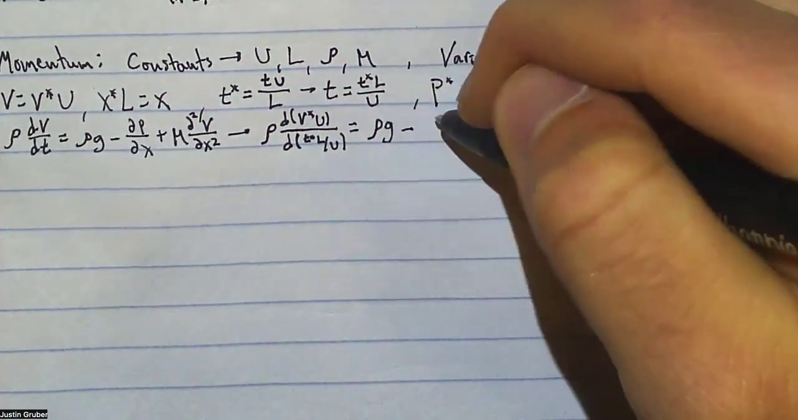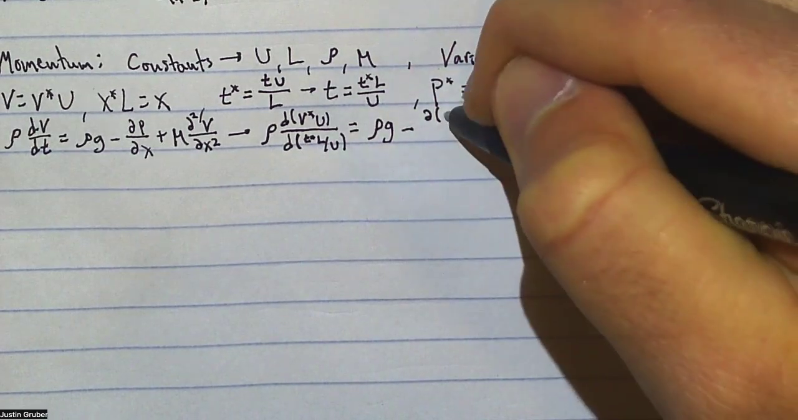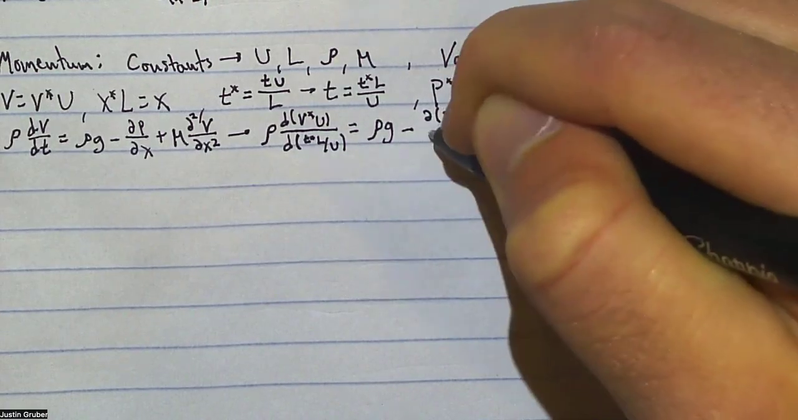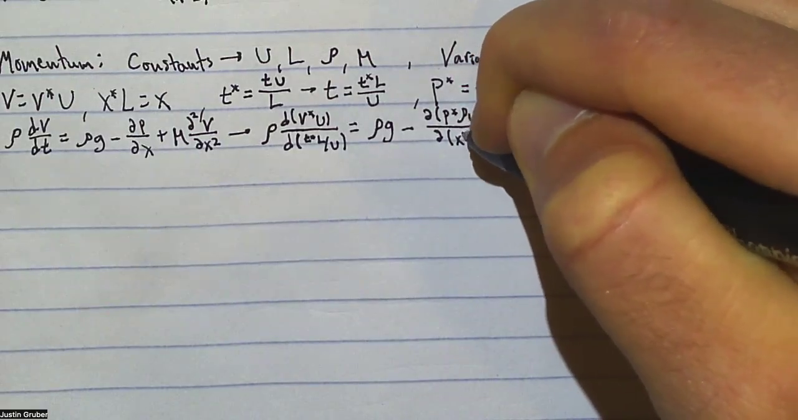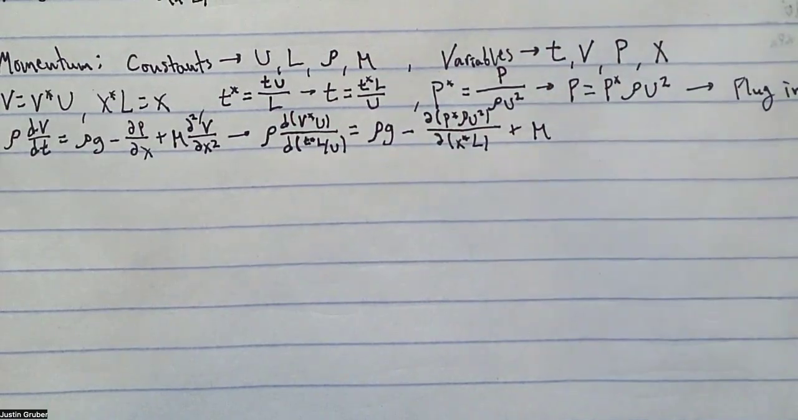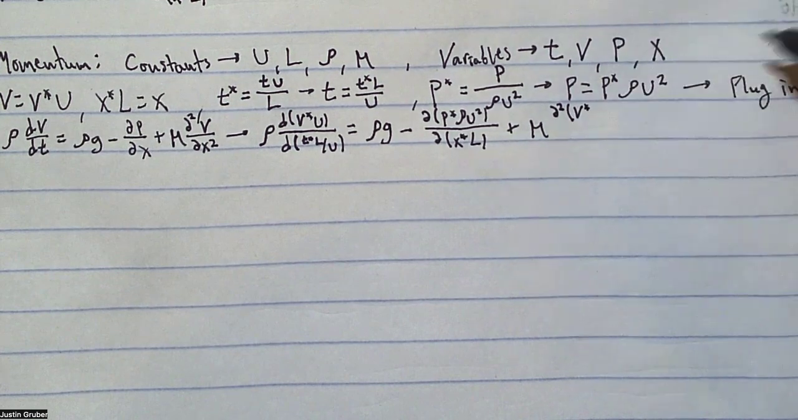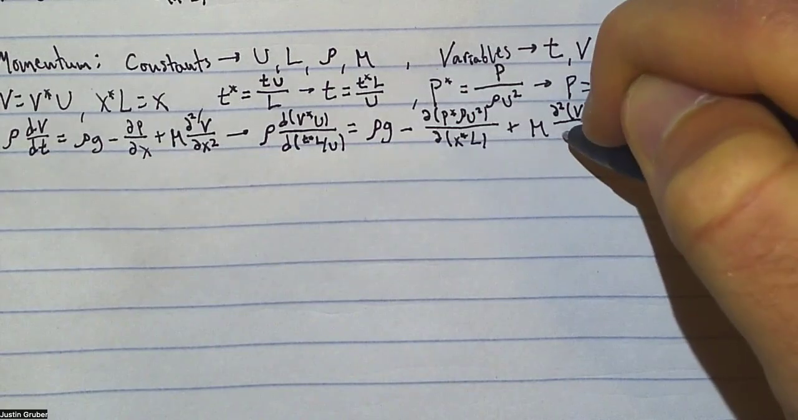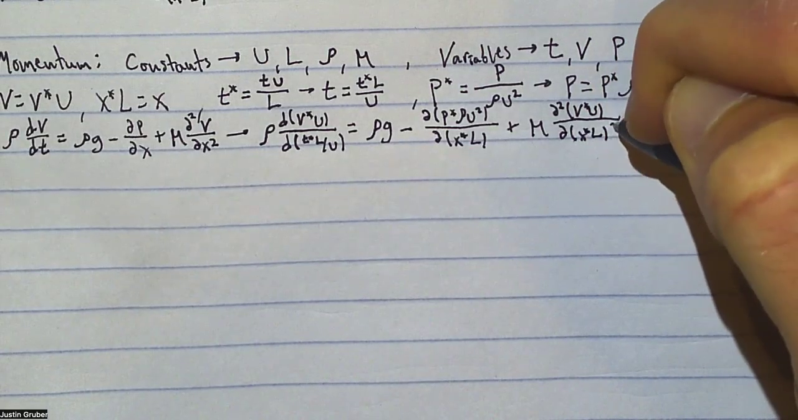Now minus, we have our del, and what's our p? p star rho U squared over partial x star times L, plus mu, and then partial squared v, is v star, v star U over partial x star L, all squared.